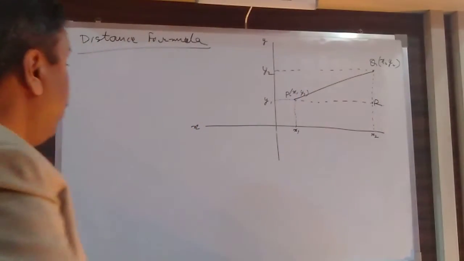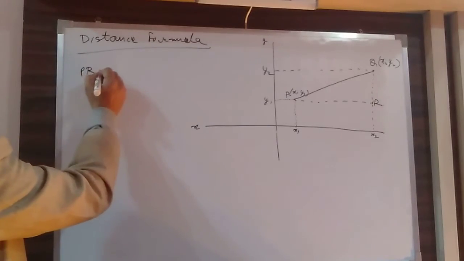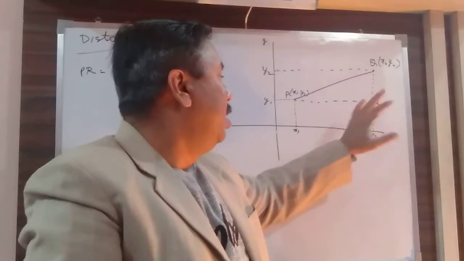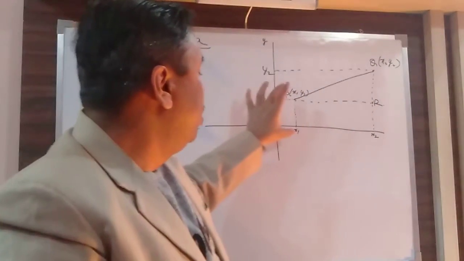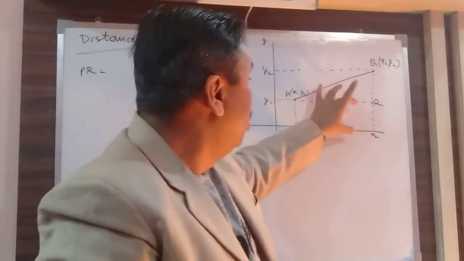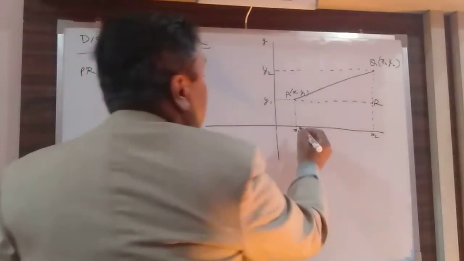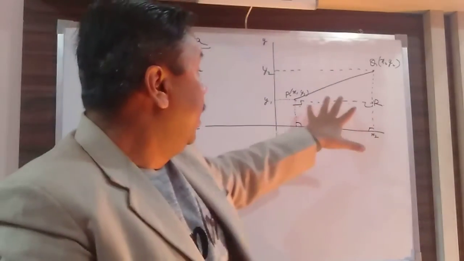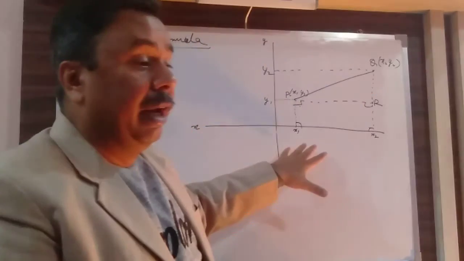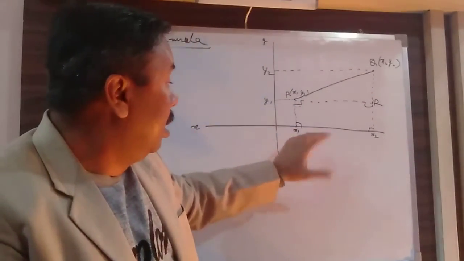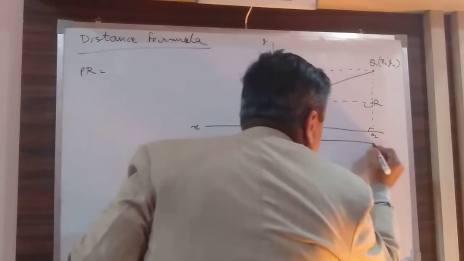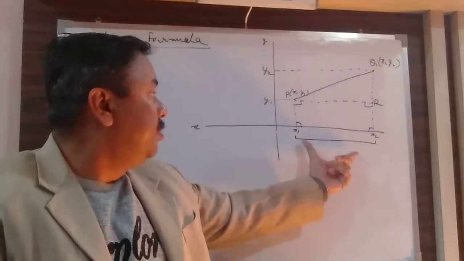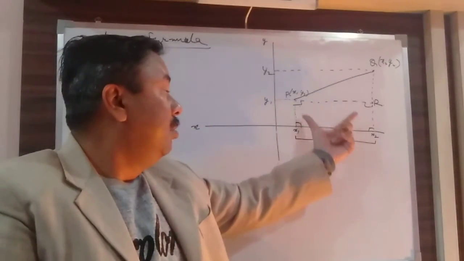Now, what will PR be equal to? PR is, now you see, this is also perpendicular, this is also perpendicular, so I have got this also is a right angle, this is also a right angle, this is also a right angle, this is also a right angle. So obviously, this becomes a rectangle. If it is a rectangle, then the distance between these two points will be same as PR.